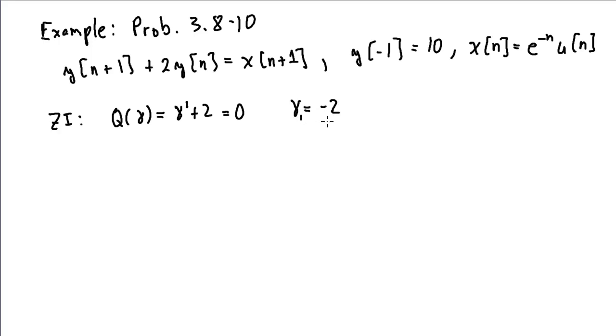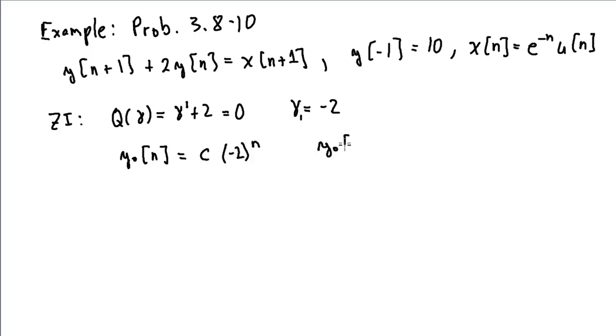Of course, we've just talked about stability. Since the magnitude of this characteristic root is 2, greater than 1, this would correspond to the difference equation of an unstable system. The system is unstable. So our zero input response is just an arbitrary coefficient times gamma 1 to the n power, or minus 2 to the n power. This is the form of our zero input response.